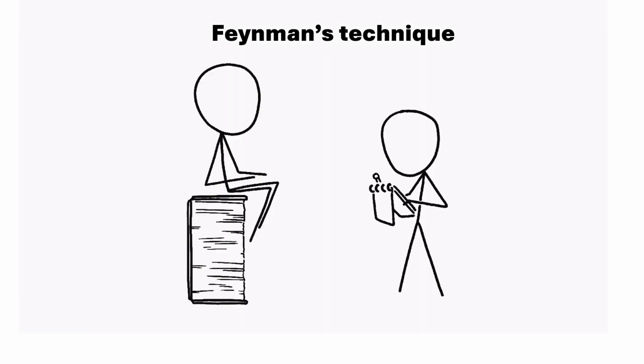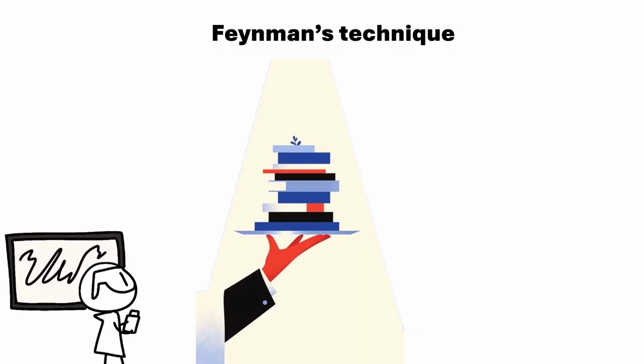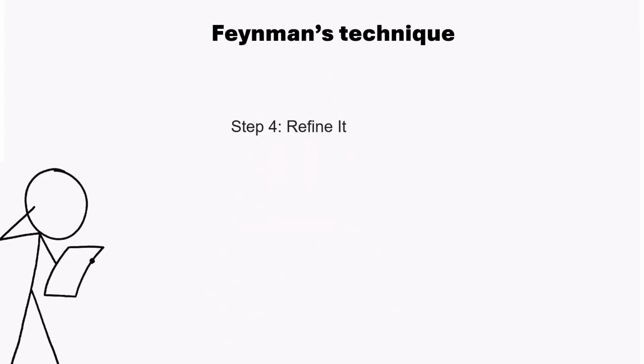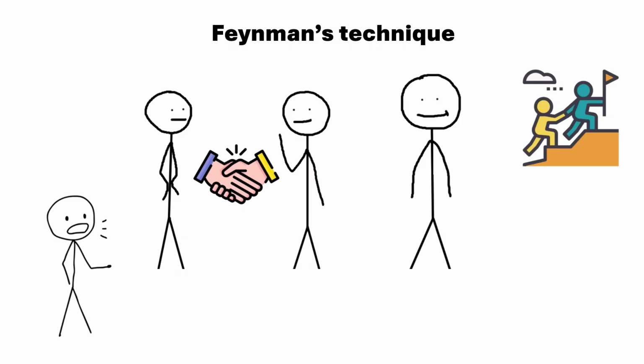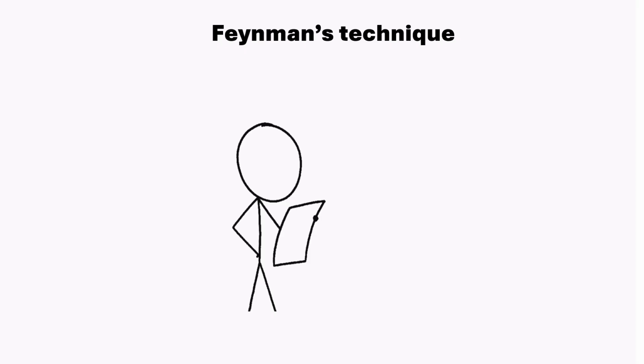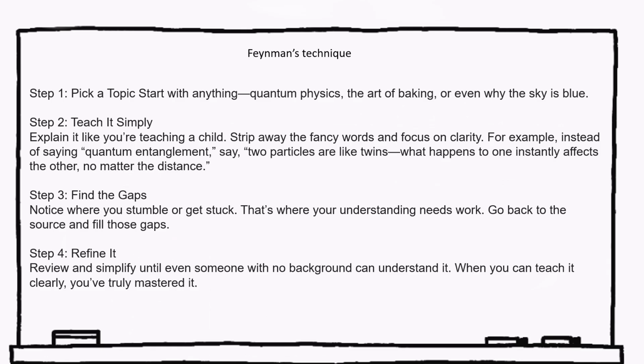Step 3. Find the gaps. Notice where you stumble or get stuck. That's where your understanding needs work. Go back to the source and fill those gaps. Step 4. Refine, review, and simplify until even someone with no background can understand it. When you can teach it clearly, you've truly mastered it. These are the brief steps of the Feynman technique.